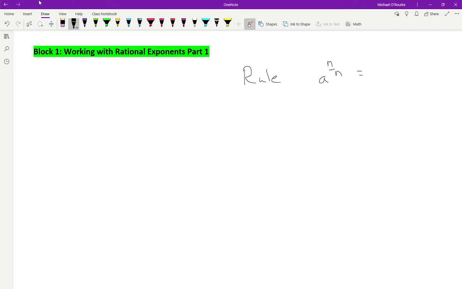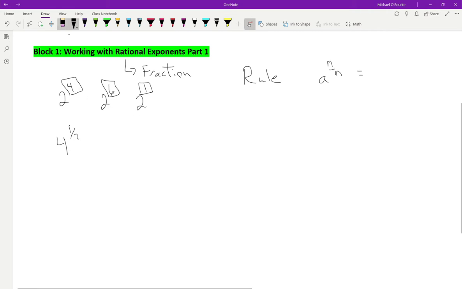So, working with rational exponents. Rational just means fractions. So all the exponents we've ever worked with are like 2 to the 4, or 2 to the 6, or 2 to the 1, whatever it is. But those have always been whole numbers. So now we're going to add some fractions in there. We're going to work with something like, what's 4 to the half?